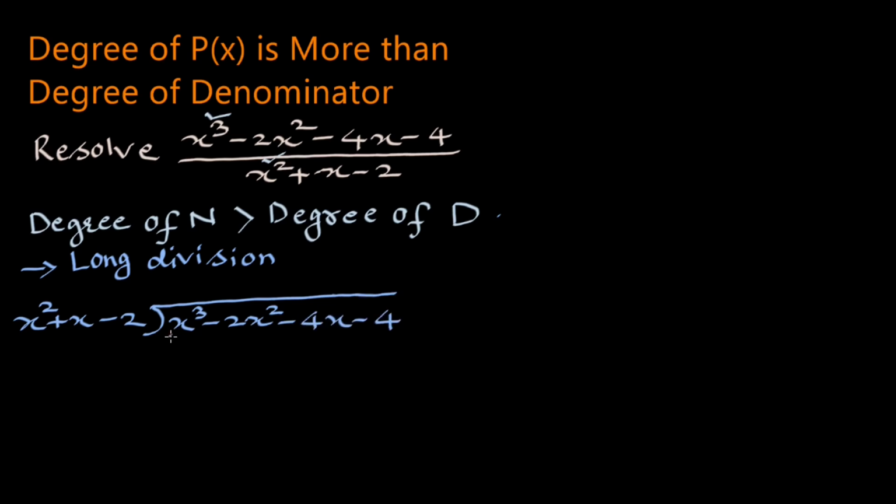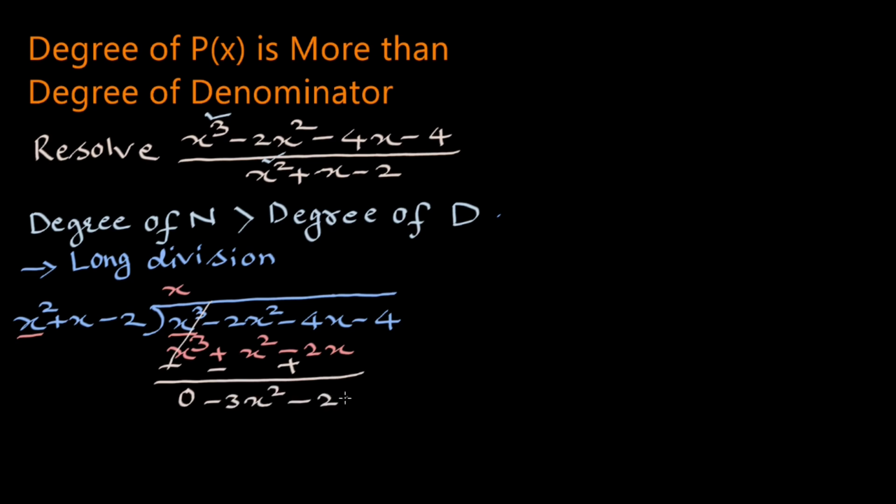First we divide this x cube by this x square to get quotient x that we write here. After that we multiply x square plus x minus 2 by x and write below x cube plus x square minus 2x. We change the signs, 0 minus 3x square minus 2x. Then we pull down this minus 4.